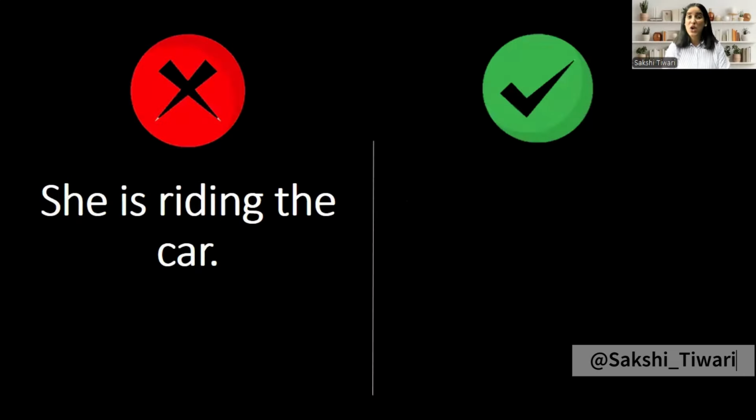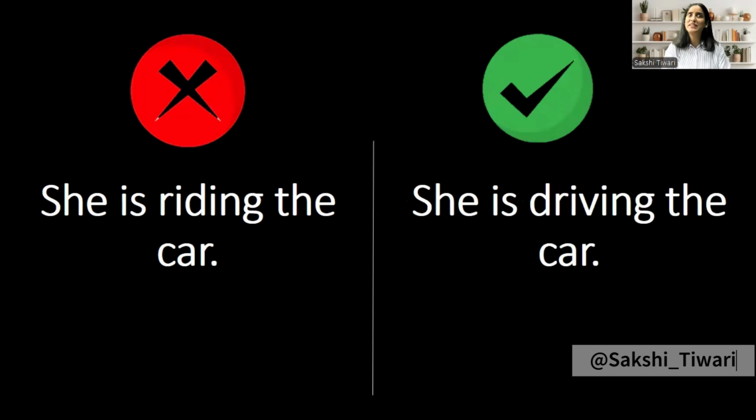The next one is this: she is riding the car. What do you think is the mistake? Well, the correct one would have been, she is driving the car. But why is riding incorrect? Are you thinking that if a vehicle has 3 or 4 wheels we use drive, and if it has 2 wheels we use ride? But what about a horse? A horse also has 4 legs. We don't say horse driving. We say horse riding.